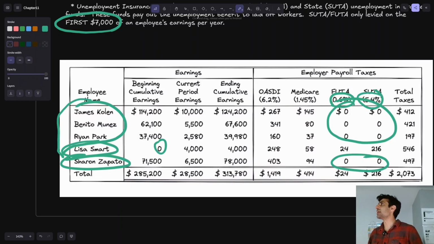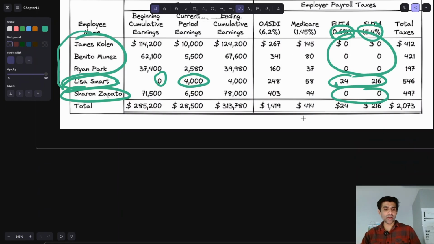Okay. This person must have just started because they have zero beginning balance earnings. So this is a new employee. So on this first 7,000, they're going to pay these two insurances. Okay, so that's why only this employee, Lisa, has an amount here. Okay. Next month, if she earns another 4,000, you'll have to do a similar calculation where she's going to be crossing over a border, right?